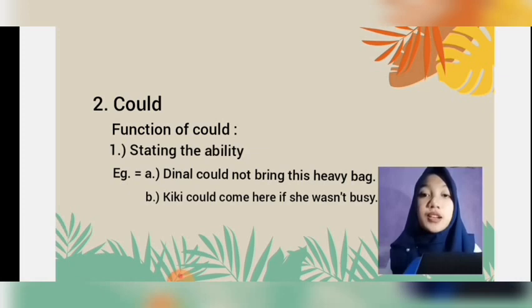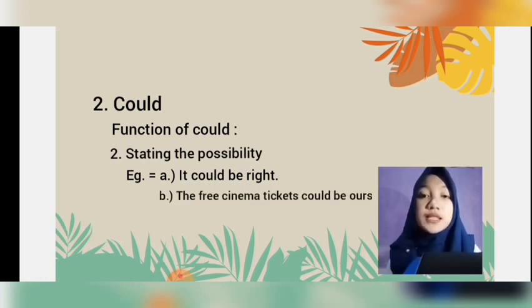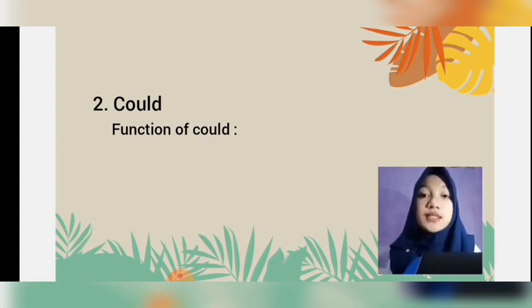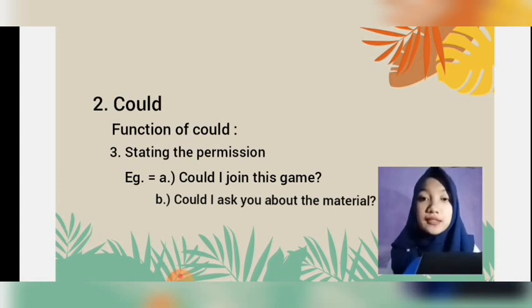The second function is stating the possibility. For examples, it could be right. And another example, the free cinema tickets could be ours if we came to the mall yesterday. And the third function is stating the permission. For examples, could I join this game? And another example, could I ask you about the material?